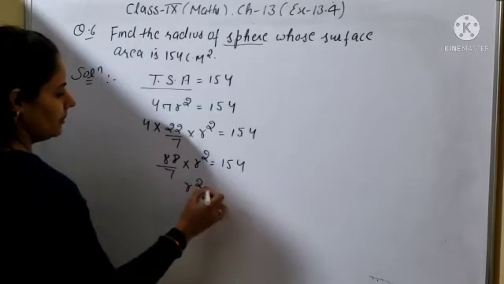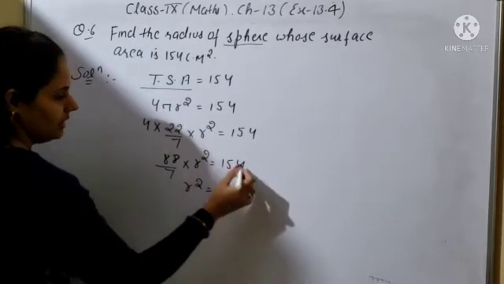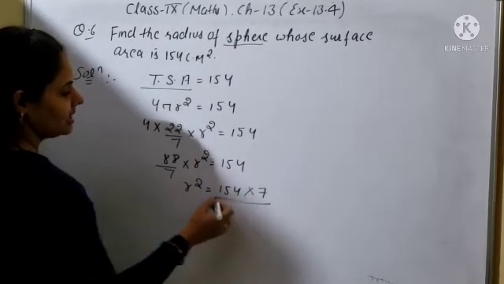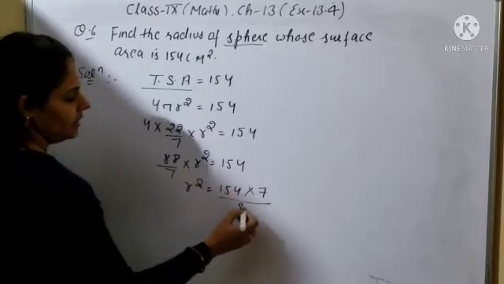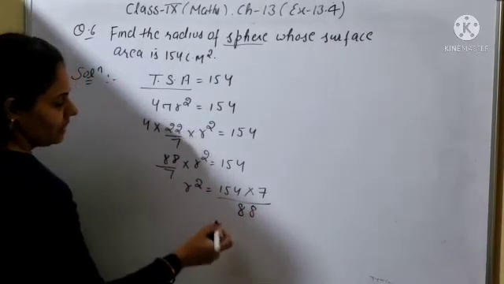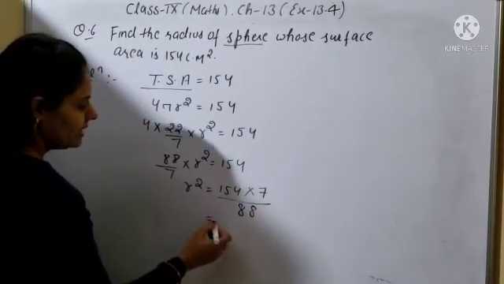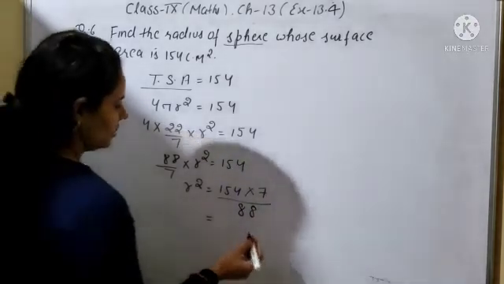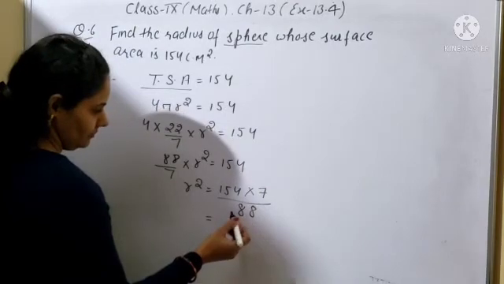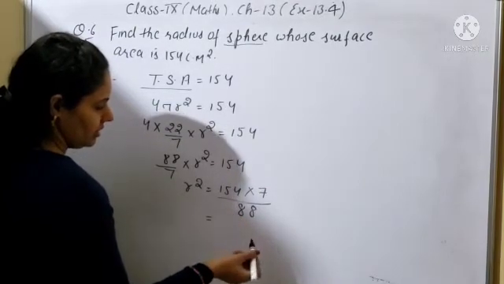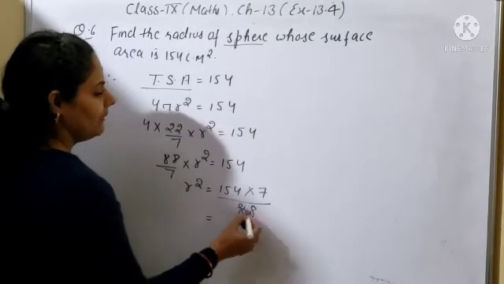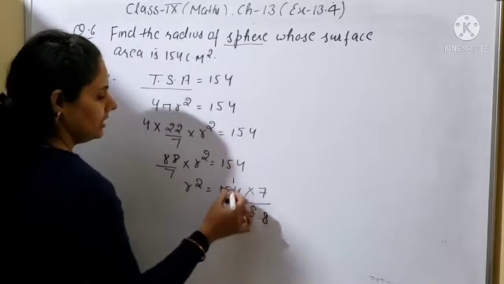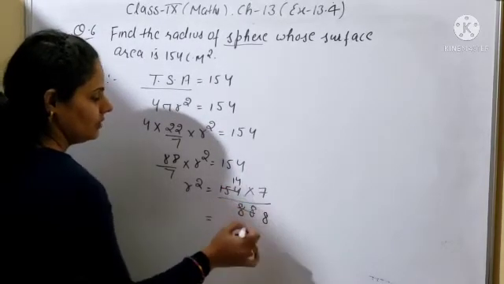So r square will be 154. The 7 you will take to the right side, so it will come in multiplication of 154, and 88 you will take here. Now you will cancel out. You can do it by 11. 11 8s are 88. 11 1s are 11, and 11 4s are 44.